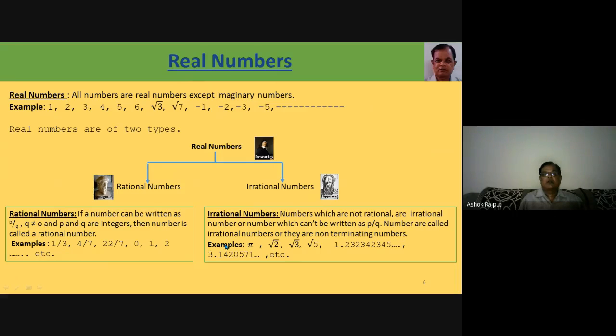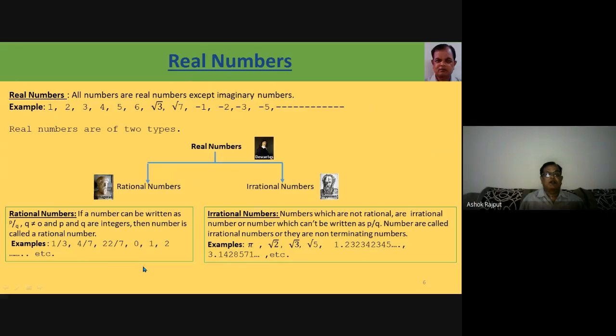These numbers are called the irrational numbers, or they are non-terminating numbers also. Non-terminating means not completely divisible, or we can't find the last digit after dividing. They continue in division, as pi, root 2, root 3, root 5 are. For example 1.232342345 etc. Here we are seeing it is divided up to here, but it continues, so it is non-terminating because it is not completely divisible up to here. If we continue, it is going up to infinity.